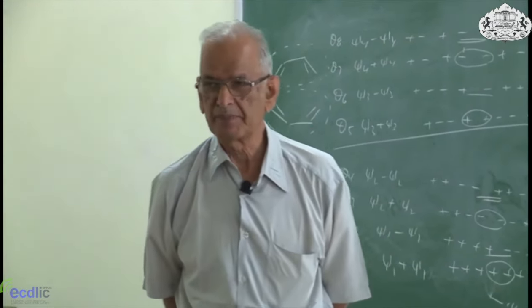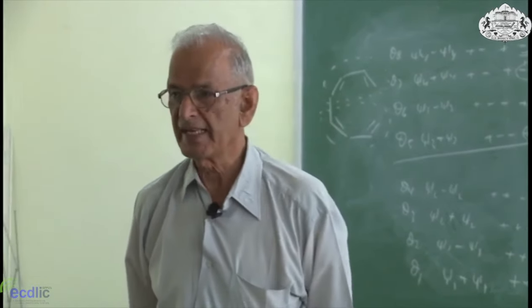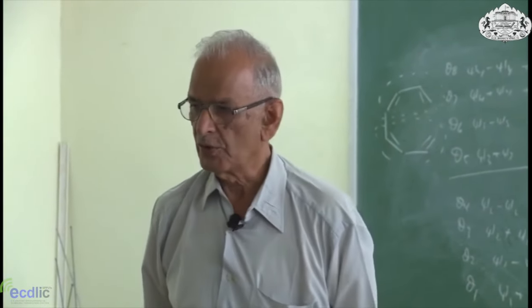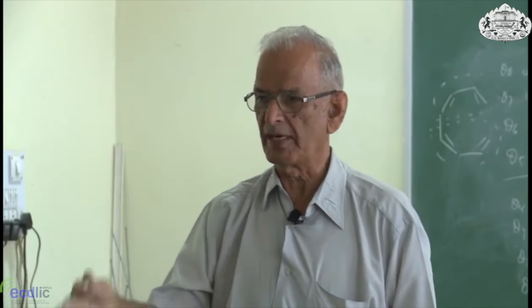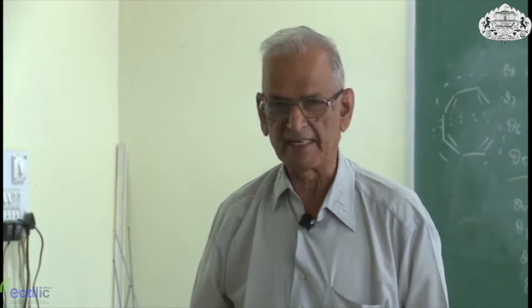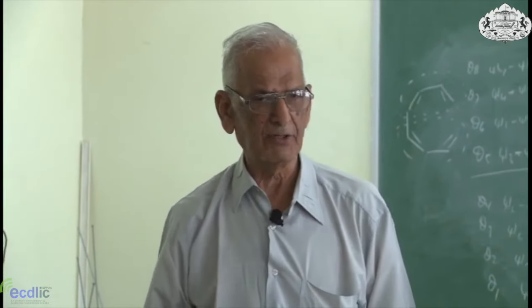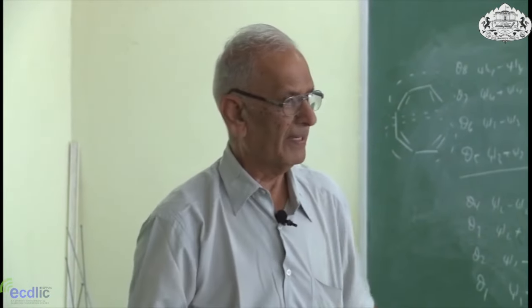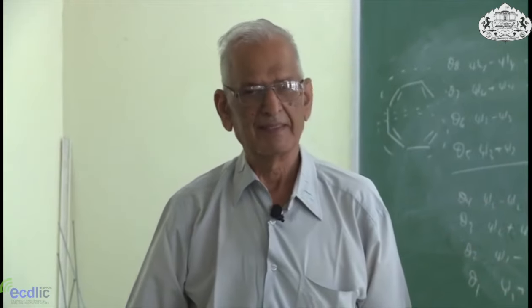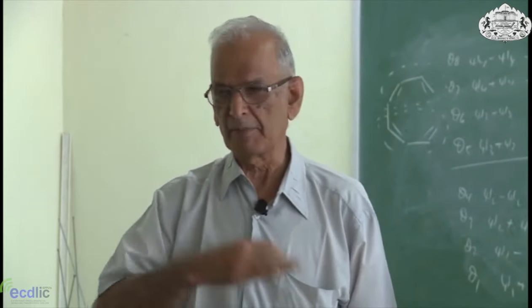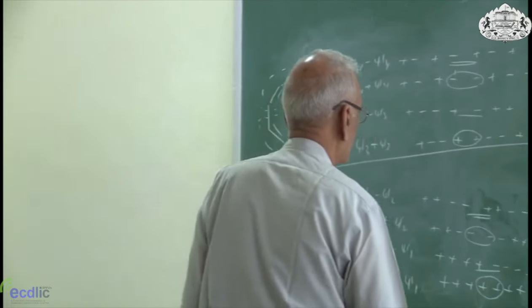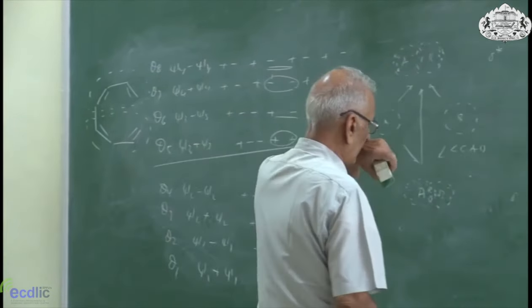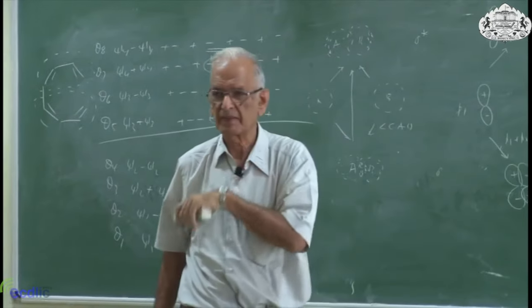So we wrote orbitals of ethylene, we wrote orbitals of butadiene, and from butadiene we wrote octatetraene. If I ask you to write 16, no problem. Combine these 8 orbitals, theta 1 plus theta 1, theta 1 minus theta 1 and so on. So very easy. All right. So now we will come to our next question.